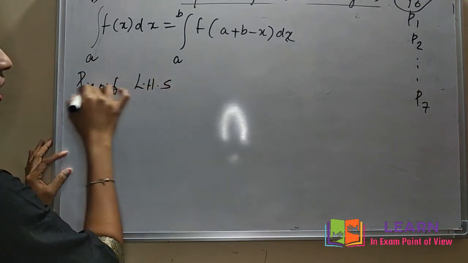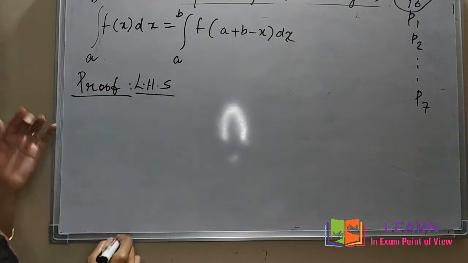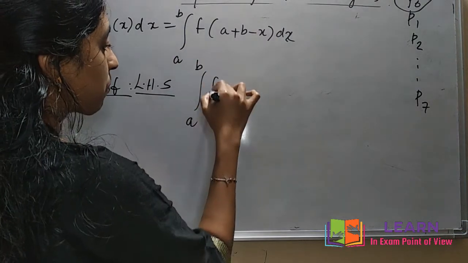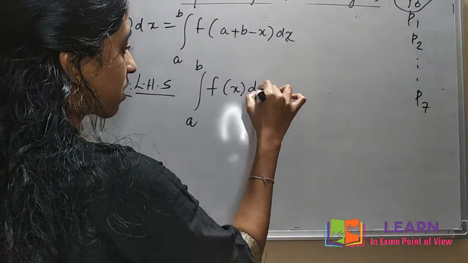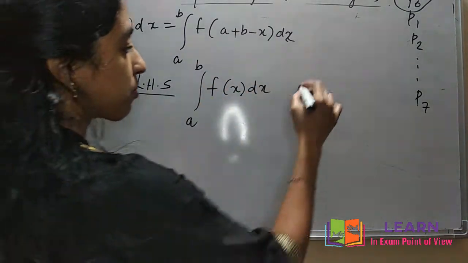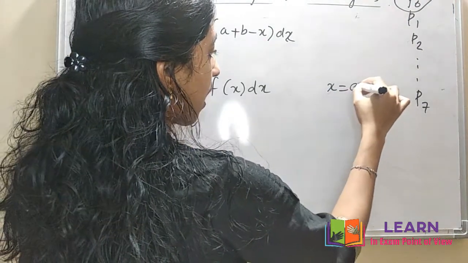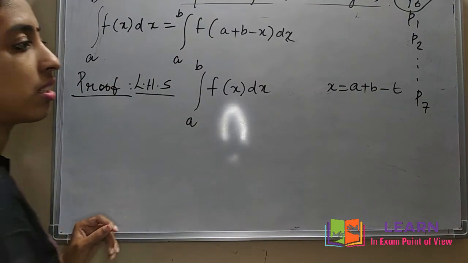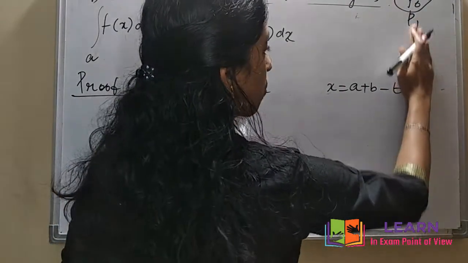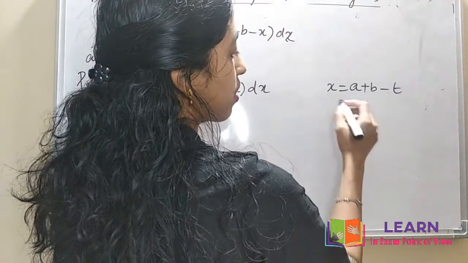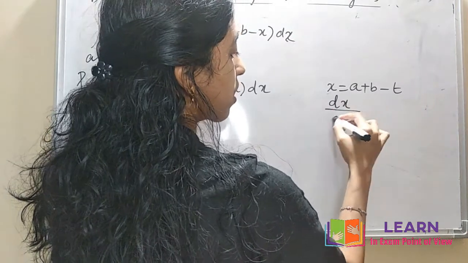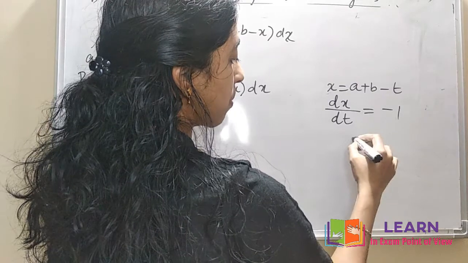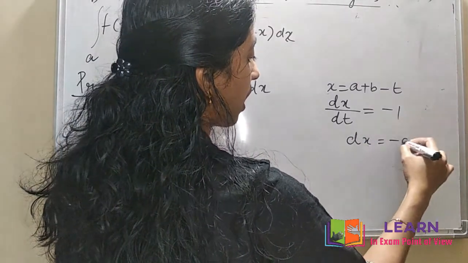So LHS is integral a to b f of x dx. We are putting x as a plus b minus t. Then differentiating dx with respect to dt, both terms become 0, and minus 1 remains. dx is negative dt.